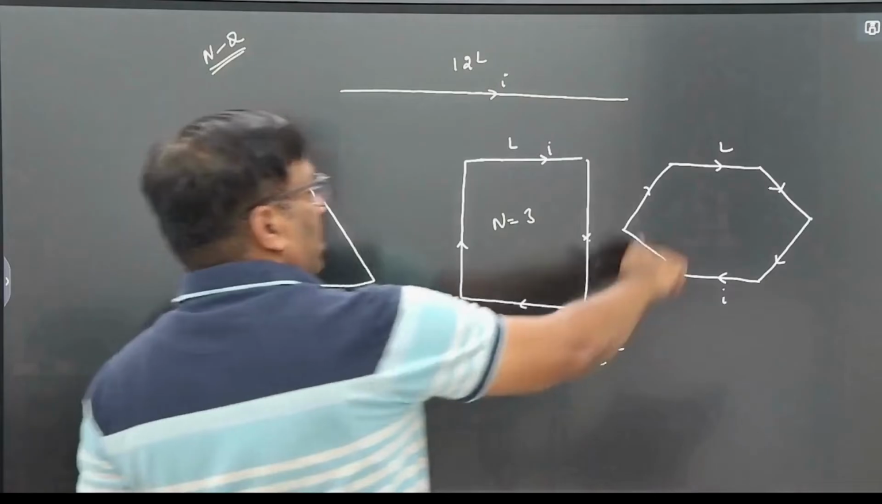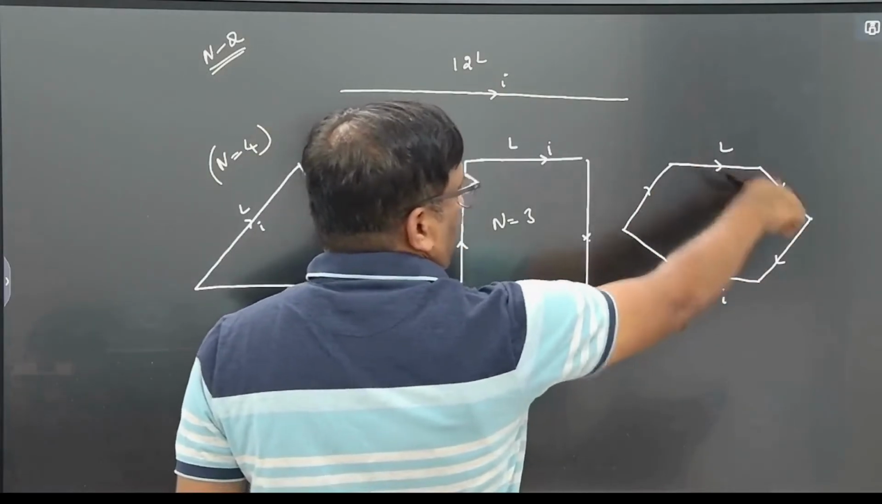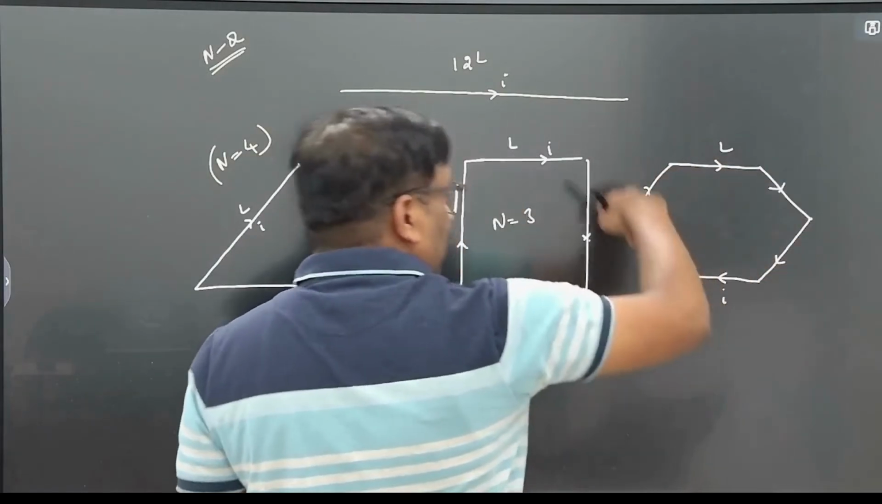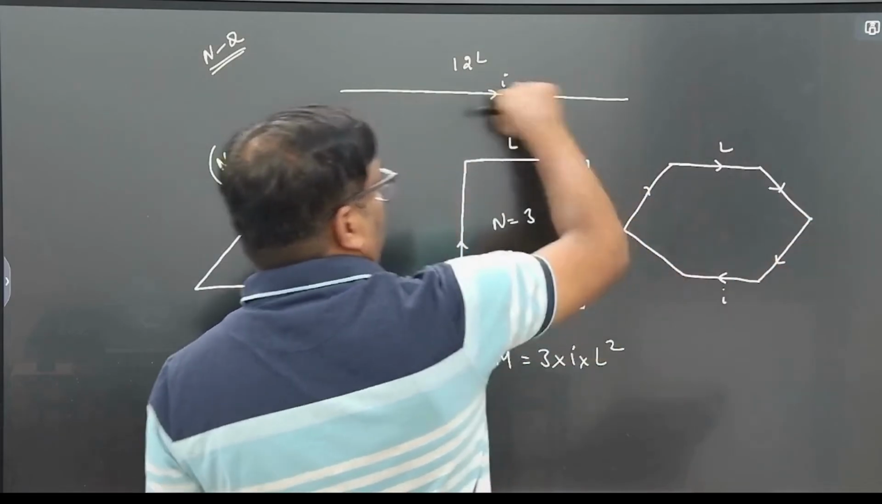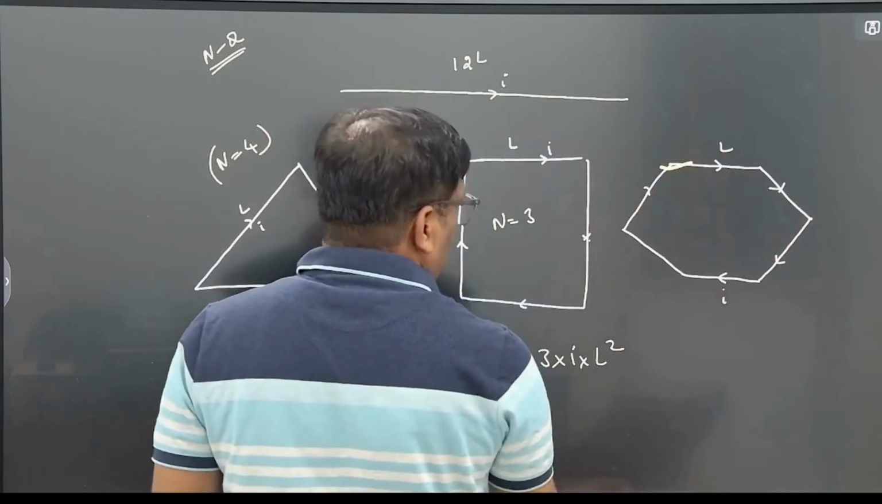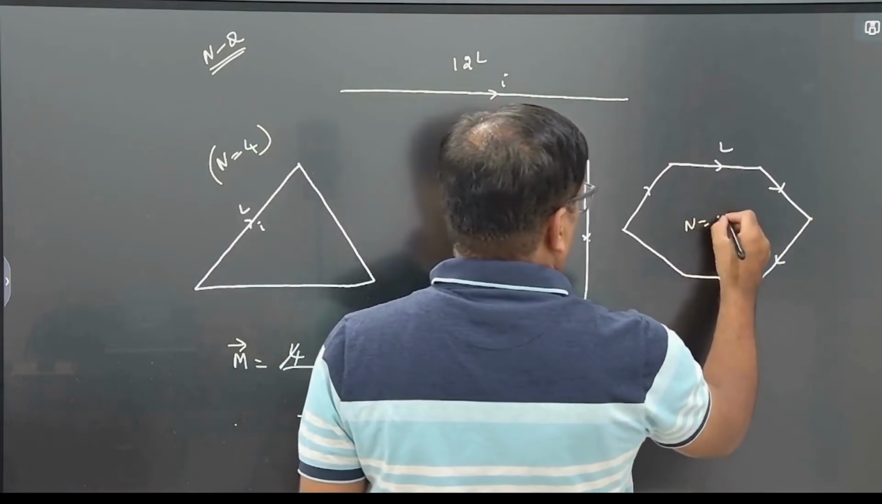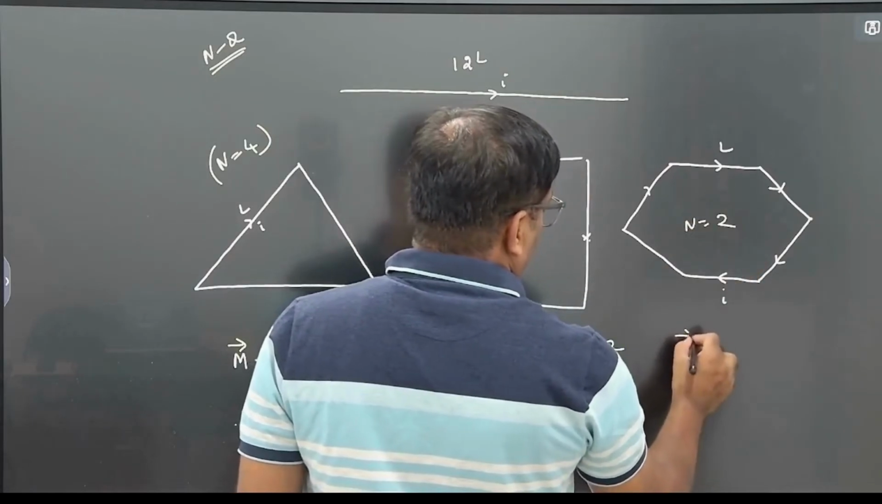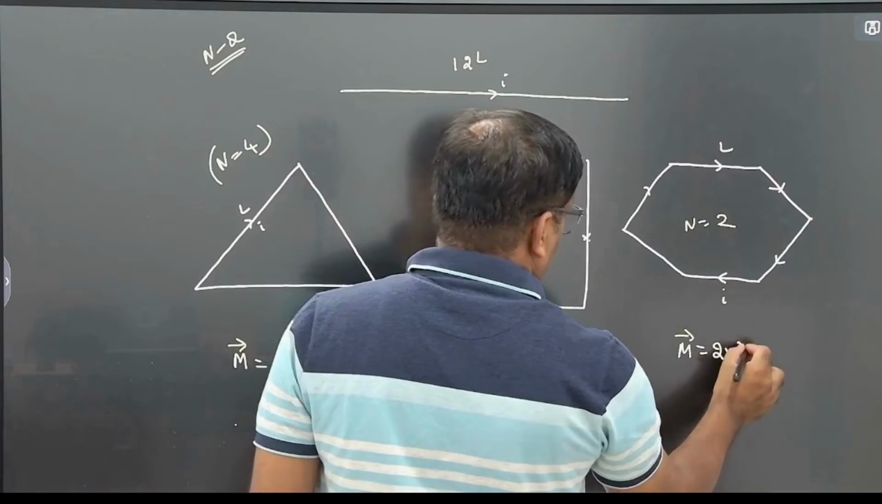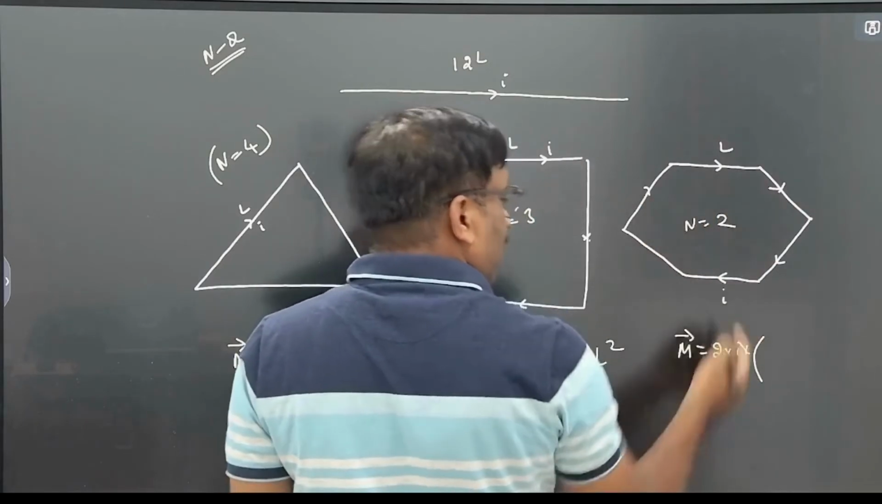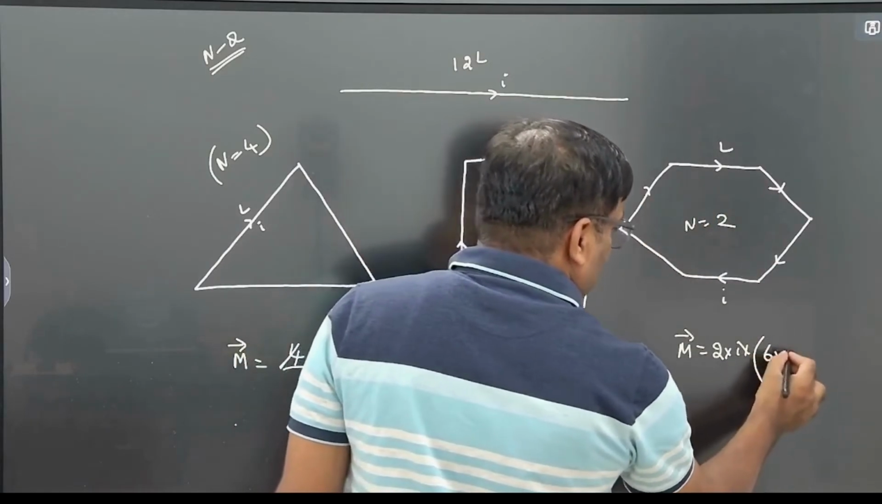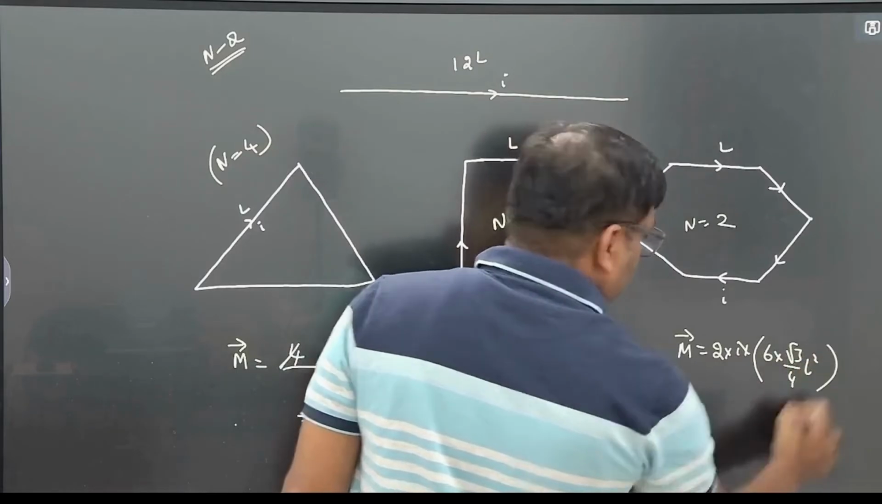Here a regular hexagon is there, 12 sides are there, 12L. 6 sides are there, and the next one is also 6, no? So totally the number of turns will be equal to 2. So what will be the magnetic moment now? Number of turns is 2, I into, and what will be the area of the regular hexagon now? 6 into root 3 by 4 L square.